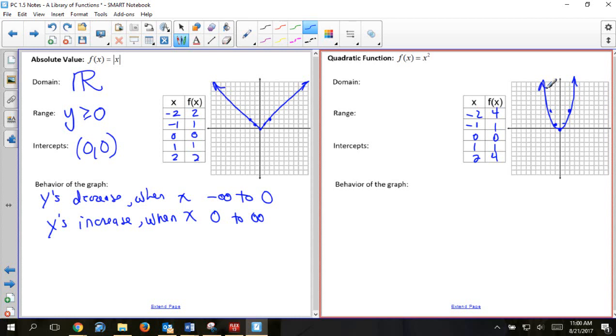The behavior of this graph is exactly the same behavior as the previous graph. It's going to go down until we get to 0, and then it's going to go back up. So I'm just going to literally copy word for word what I have over there.